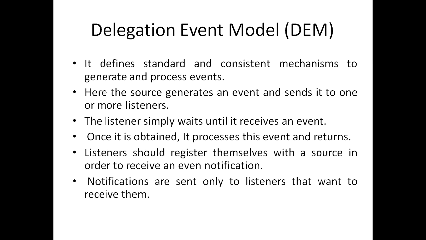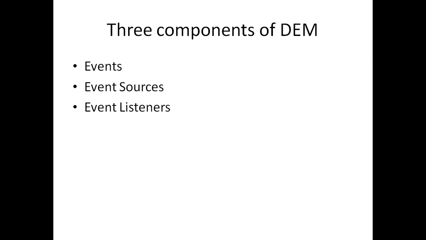In this delegation event model, there are three main components we'll be using. One is a source, another is an event, and the third one is a listener. The main job of the source is to generate the event, and once it is generated, it will be sent to the listener. But before sending the notification of the event, the listener has to register itself with the source in order to receive the notification. So as I told, there are three main components of the delegation event model: events, event sources, and event listeners. We'll see these three components in detail.